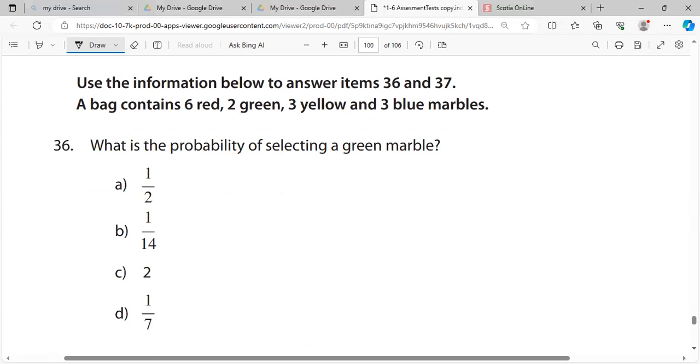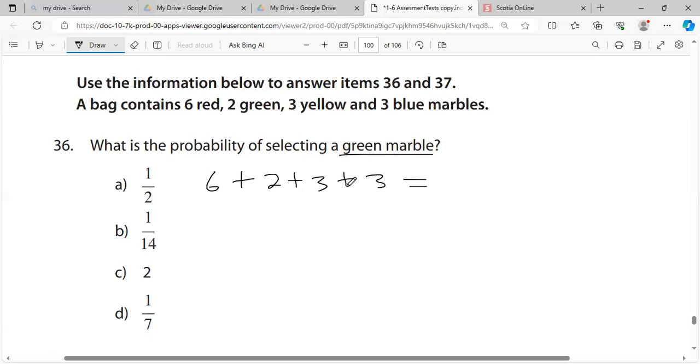Use the information below to answer items 36 and 37. A bag contains 6 red, 2 green, 3 yellow, and 3 blue marbles. What is the probability of selecting a green marble? First, we need to get the total. The total is our denominator. So we have 6 plus 2 plus 3 plus 3, the total marbles in the bag, right?